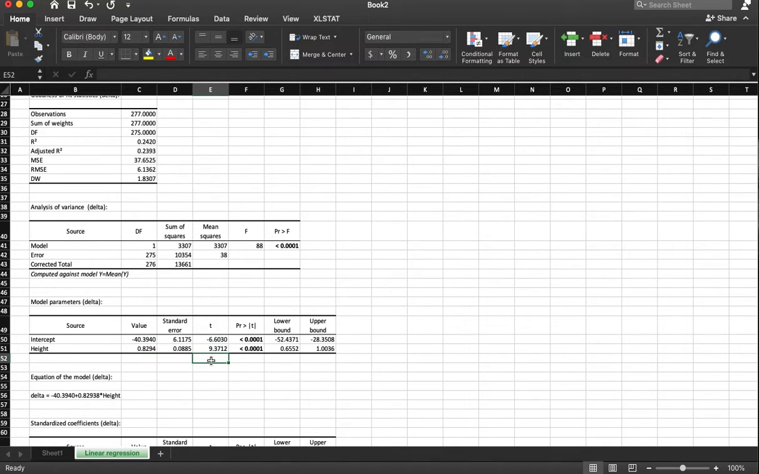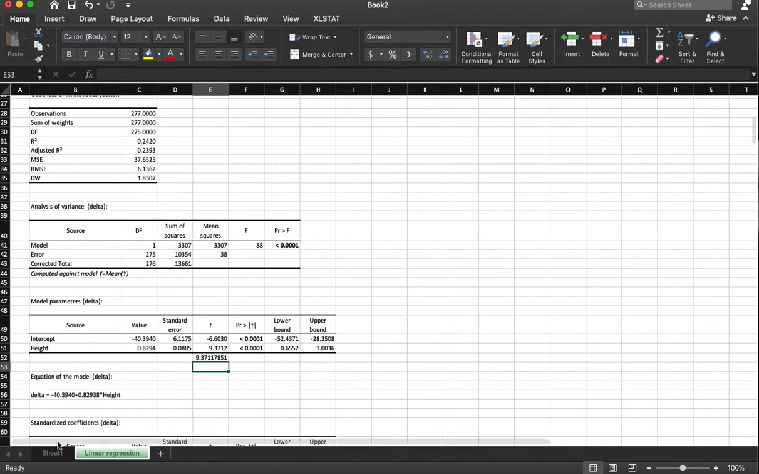This value is, you take your beta 1 divided by your standard error. Okay, that's where this value comes from. All right, and we can see our range, lower bound, upper bound, 95% confidence interval. Because we used XLSTAT, it tells us the equation here. So y hat is equal to our intercept plus the beta 1 coefficient times height.